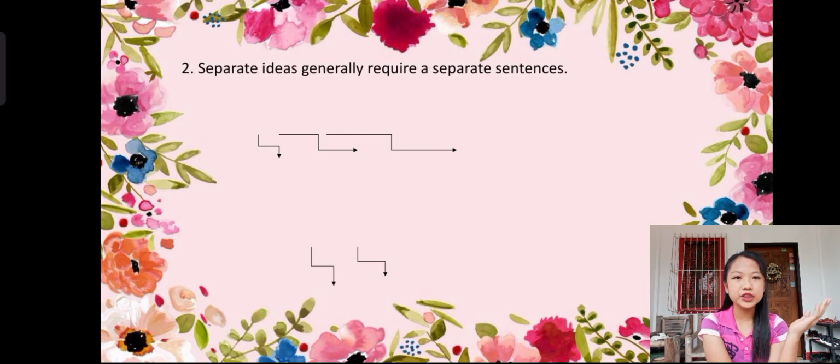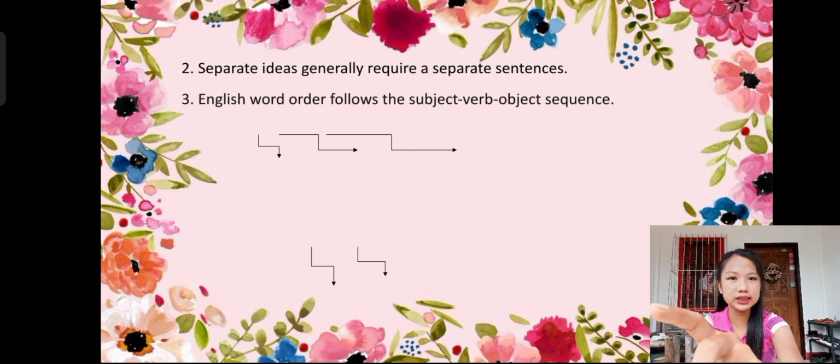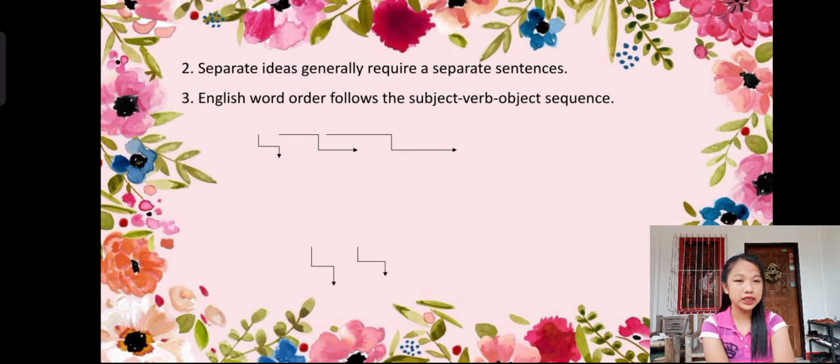Separate ideas generally require separate sentences. So, if we have two ideas, then we should make two sentences as well. And the third one is English word order follows the subject, verb, object sequence. Like this one: I like coffee. This sentence follows the subject, verb, object sequence. We have a subject, I, a verb, like, and an object, coffee.